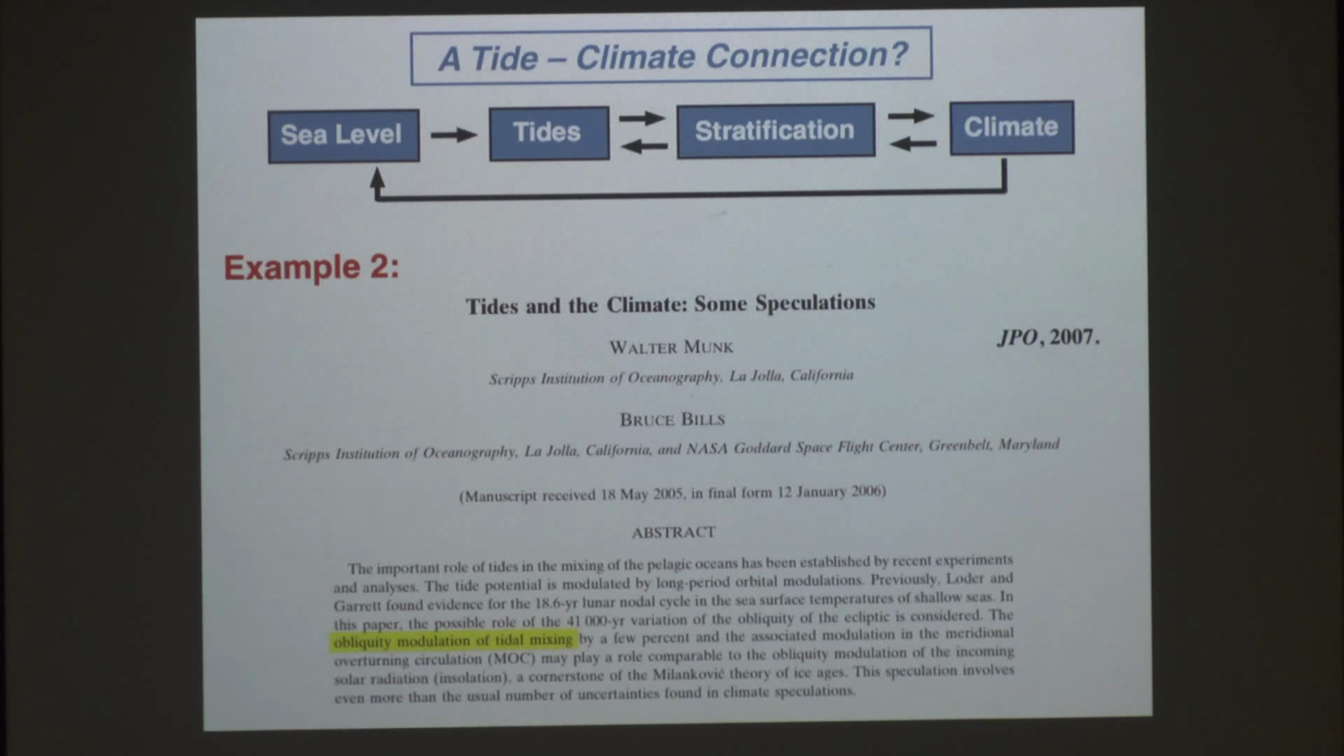So I'll just read you Walter's last sentence, however. This speculation involves even more than the usual number of uncertainties found in climate speculation. So typical Walter Munk there. But again, that's something to think about, because there the tides are giving you something that, in theory, could explain one of these. And really, if you think about insolation, that change in the Arctic is so small, it's kind of far-fetched that it could cause an ice age too. So it's not so far-fetched that the tides could be doing it.